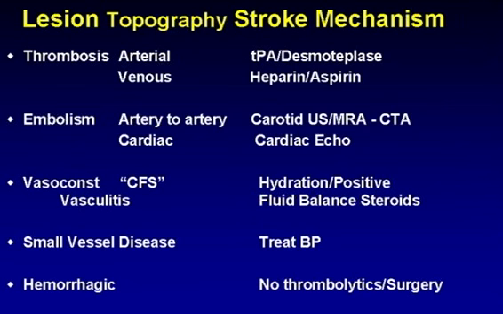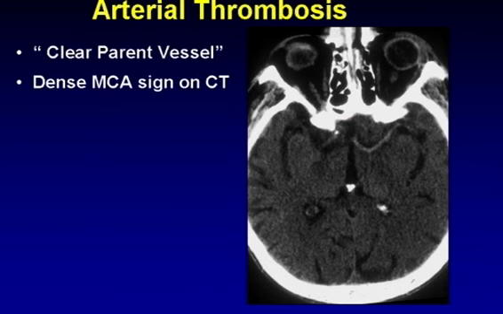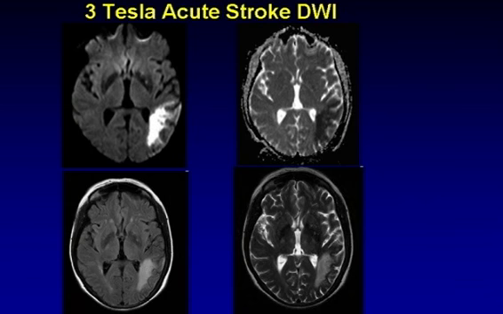And then there is this entity that the neurologists are aware of called Call-Fleming syndrome, and this is due to a vasoconstriction phenomenon in the brain, and this is treated with hydration and positive fluid balance. Vasculitis cause, obviously steroids, and small vessel ischemic disease, treat the blood pressure. So you can very easily, even on a non-contrast CT, determine what the inherent cause is. If there is a dense MCA sign, then it's due to arterial thrombosis, and you can make that diagnosis without having to do a CTA or MRA.